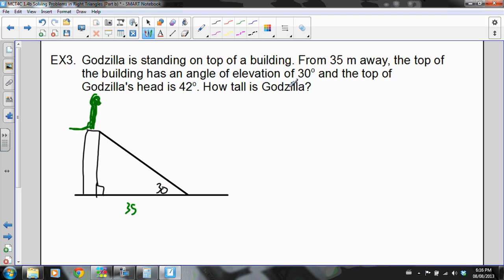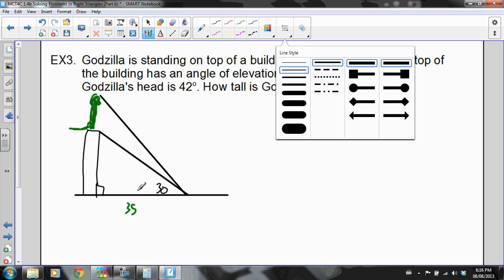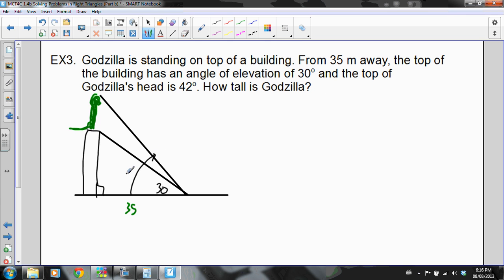And the top of Godzilla's head is 42 degrees. So from the horizontal, 42 degrees. There, 42 degrees. How tall is Godzilla? This is what we want to find out right here, just this much.